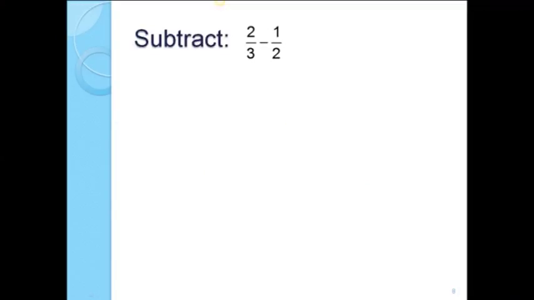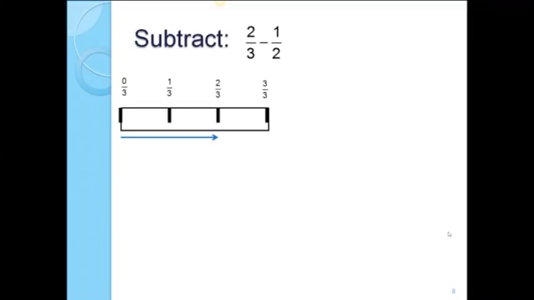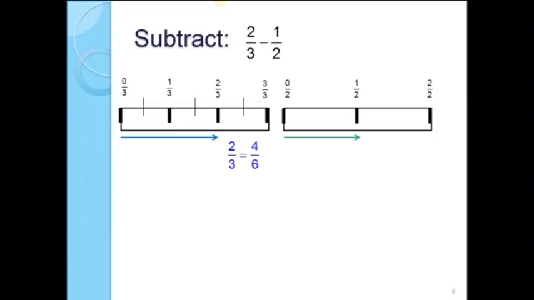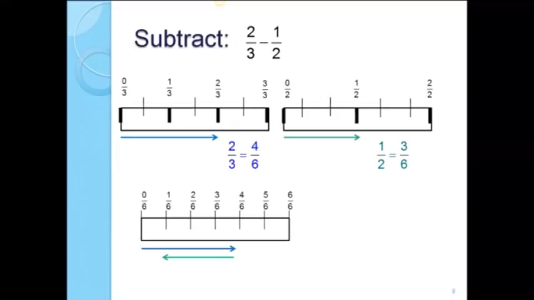Let's do the same exercise with a linear model. This fraction strip acts like a ruler or a number line. First, we draw an arrow to represent the 2/3 point, and note that it's equivalent to 4/6. And then we represent 1/2 similarly, and note that it's equivalent to 3/6. So on our 6th strip, we can go to the 4/6 point and then back 3/6, which gives us a result of 1/6. And here again is the connection to the procedure.